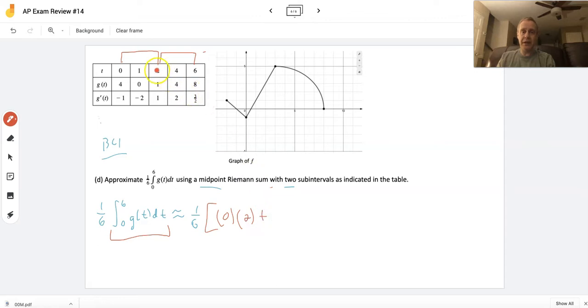And then on the second interval from 2 to 6, our midpoint t value there is 4. And it just so happens that g of 4 is 4. That's our functional value at the midpoint of that interval. And then the delta t here is 4. And all of this here would be your approximation to this definite integral expression.